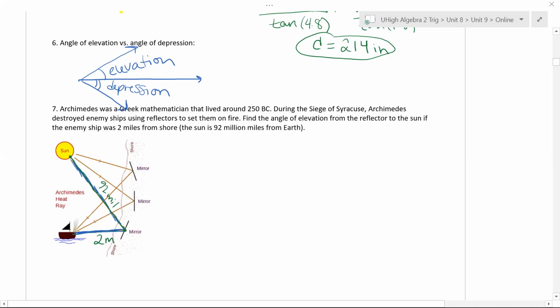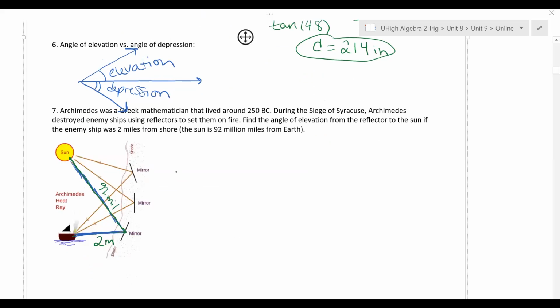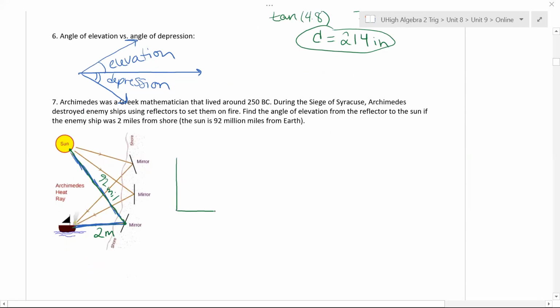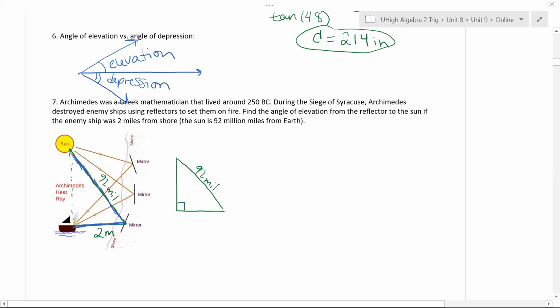So I'm going to redraw this triangle out here. So I have that right triangle. If I were to just draw in that line here from the sun to the boat, that's going to be our 90 degree. This is my 92 million, and this is my 2. And I'm trying to find the angle of elevation from the reflector to the sun.